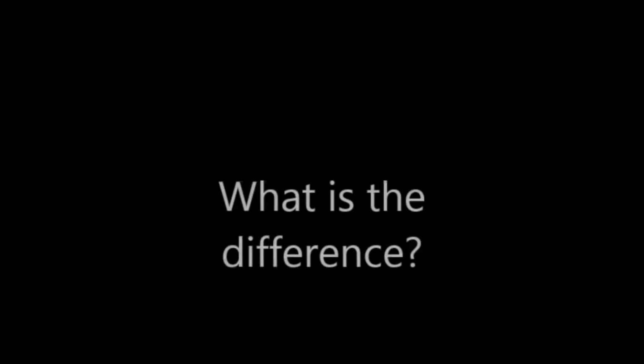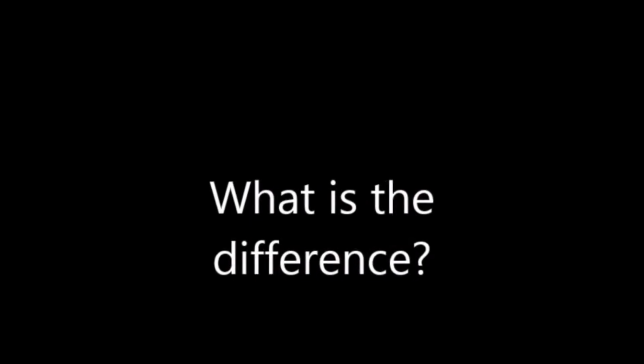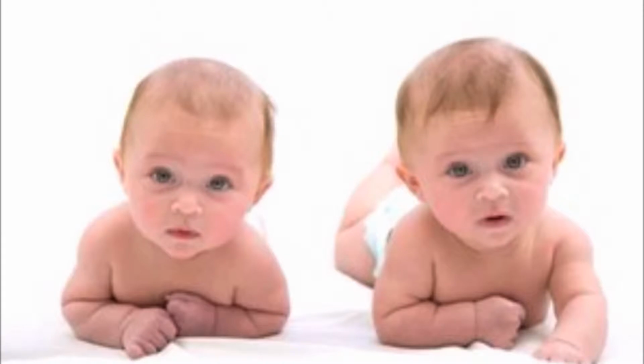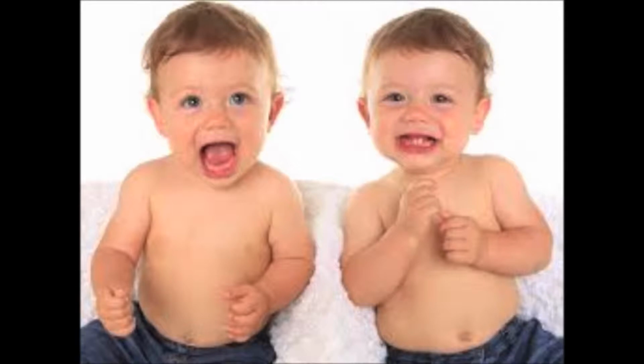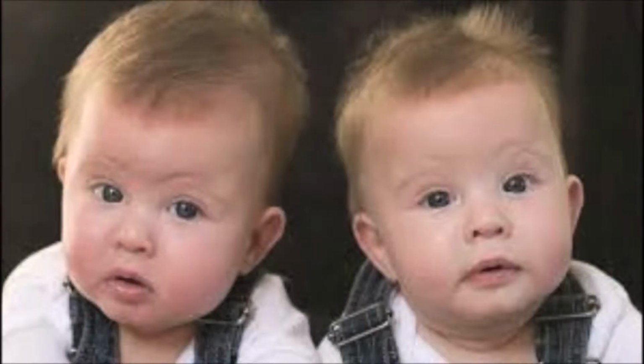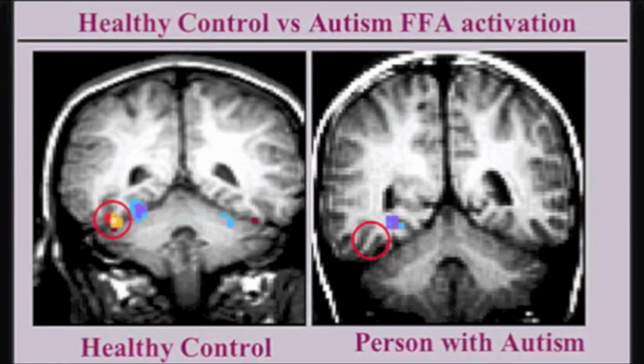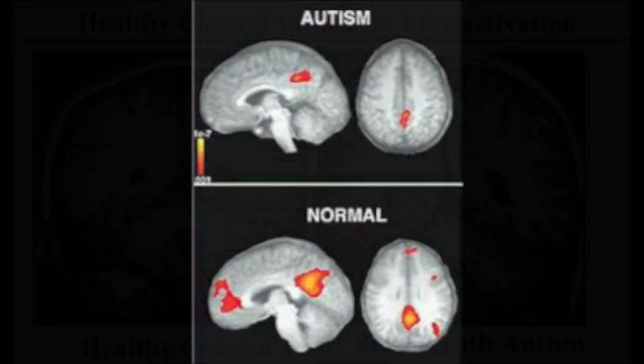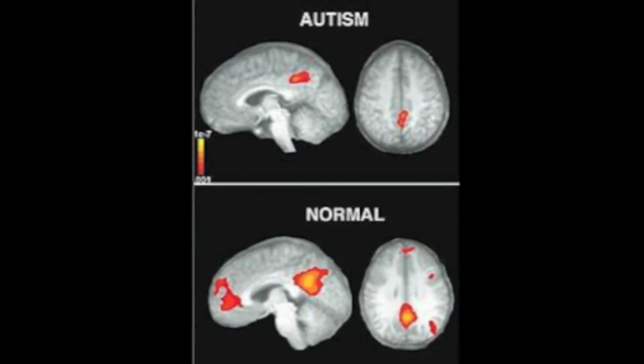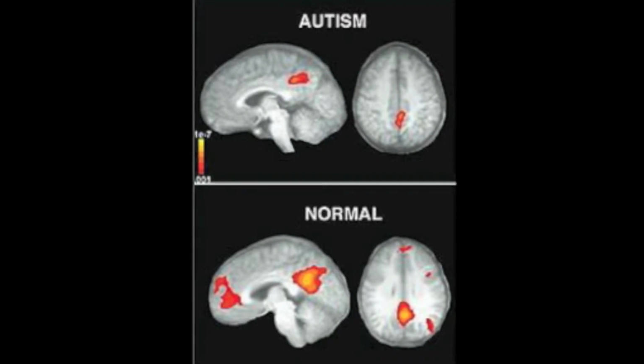What is the difference between these three sets of twins? There is no physical difference between these pictures. The only difference is that one child has autism and one does not. These two pictures of the two brains compare one brain with autism and one without. You're able to tell that the brain with autism did not develop the same part that someone without autism did.